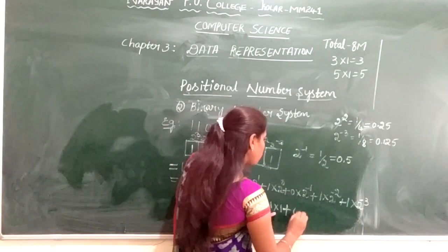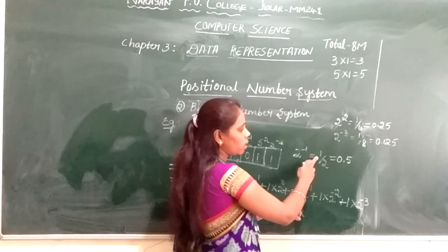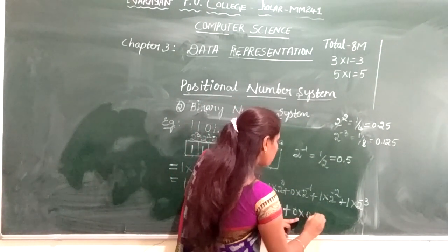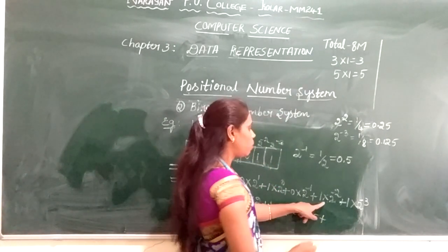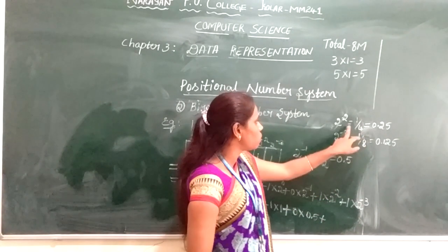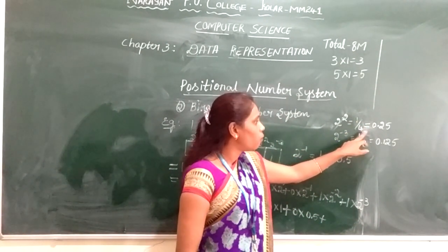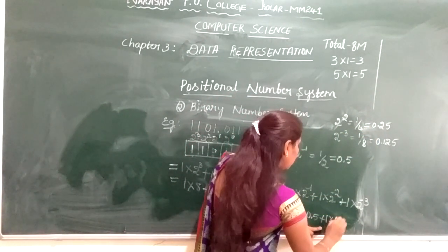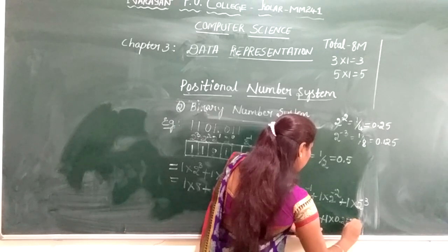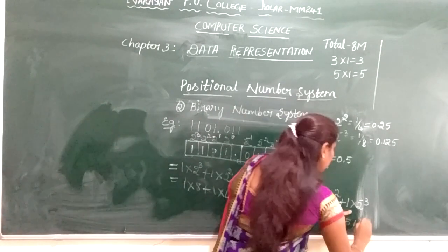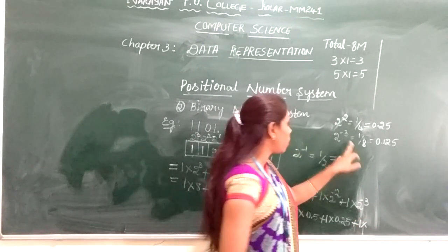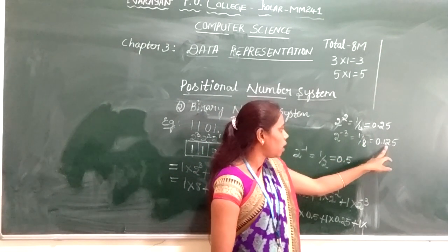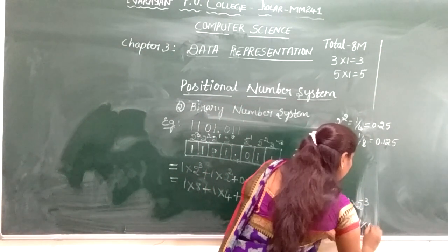So 0 into 2 power -1 can be written as 1 divided by 2. The value of 1 divided by 2 is 0.5 plus 1 into 2 power -2 can be written as 1 divided by 4. The value of 2 power -2 is 0.25 plus 1 into 2 power minus 3 can be written as 1 divided by 8. The value of 1 divided by 8 is 0.125.